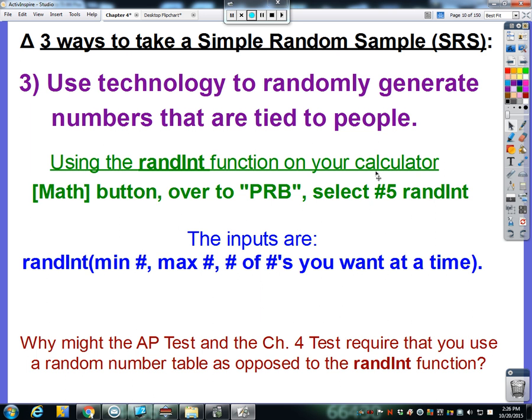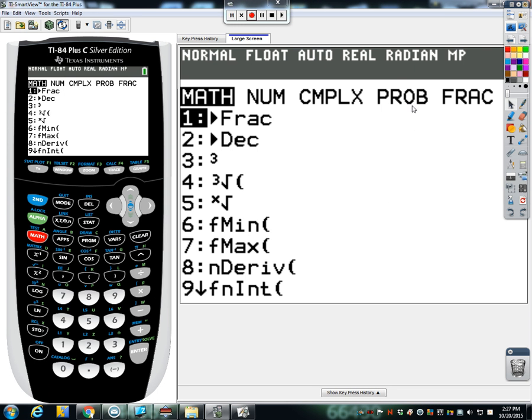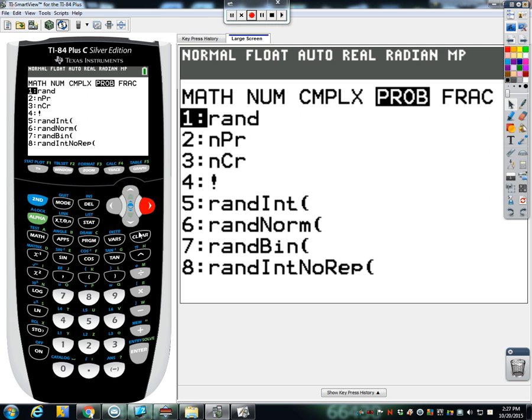Now, a third way is to use technology, aka your calculator, Excel, just your computer in general, the internet, whatever you want. But we're going to discuss specifically your calculator. So there's a random integer function in your calculator. If you go to your calculator and go to the math button, which is right below the alpha key, you want to scroll over to where it says either PROB or PRB for probability. And then we want to go down to number 5 for randint. This is going to randomly select integers for us. And integers mean no fractions, no decimals in here.